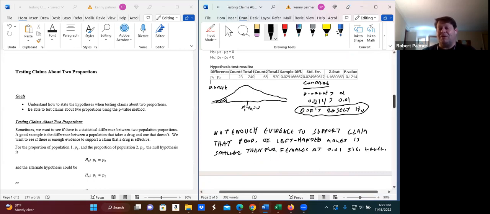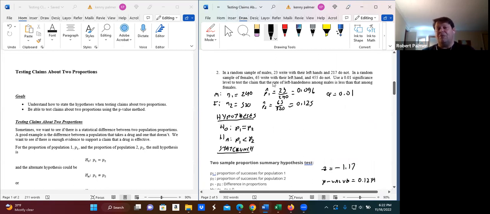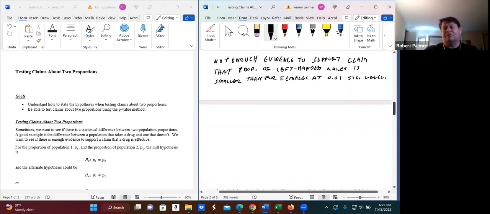And once again, that does not say that it's true for certain that there is no difference. It just says, based on these two samples, doing this test at this level, there's not enough evidence to support that claim. It could still be true, we just don't know that. There's just not enough evidence to support it with what we have.